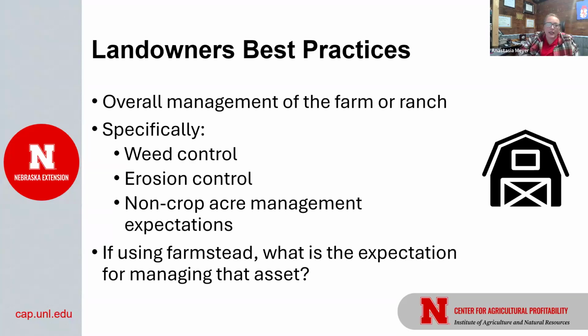Overall, if you have any management expectations for your farm or ranch, let the tenants know. Whether it's weed control, erosion control, what the expectations are for the road ditches, let them know what those expectations are. And also, if you have a farmstead that's not being used, let them know what the expectations are for that. Do they get to rent that Quonset? Do they get to use those dry lots? Do they need to mow around the house to keep it looking nice? If you have those expectations, let the other party know.